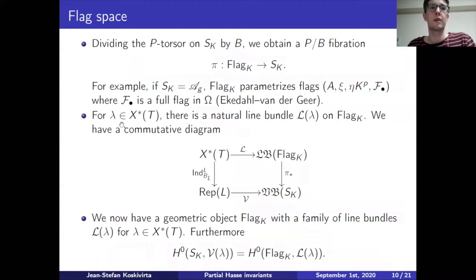So now if we take some character lambda in T, then there is a natural line bundle L of lambda on the flag space, Flag_K. And so what we did before is, we had some character lambda in T and we induced it to get a representation of L. And then we applied this functor to get a vector bundle on the Shimura variety. But actually we can go the other way. So from this character of T, we can apply L and we get a line bundle on the flag space. And then we can push forward by pi. And this gives a commutative diagram.